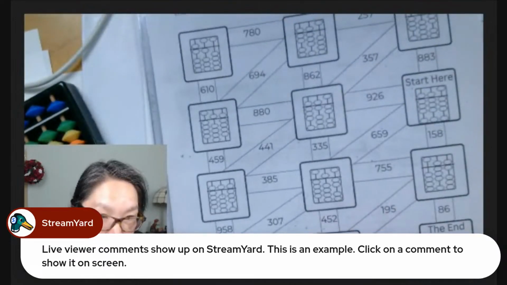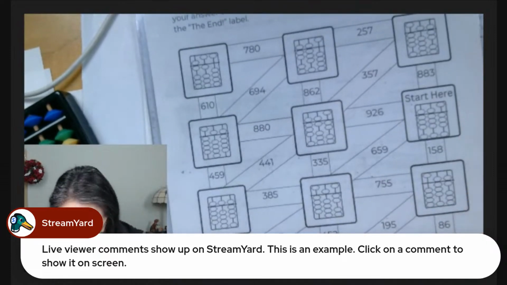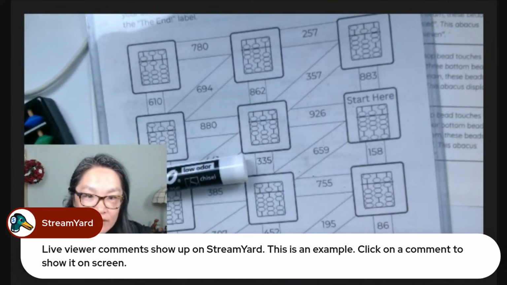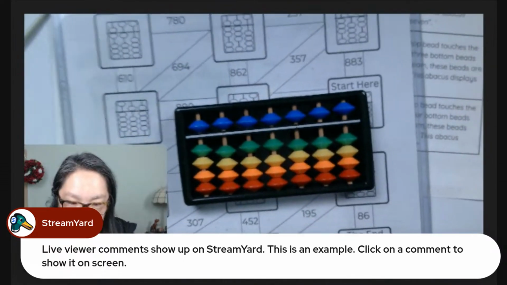Am I a math teacher? I am a math teacher. I'm teaching math right now. I'm going to call myself a math teacher, even though this is a forgotten tool. This is a forgotten math tool.